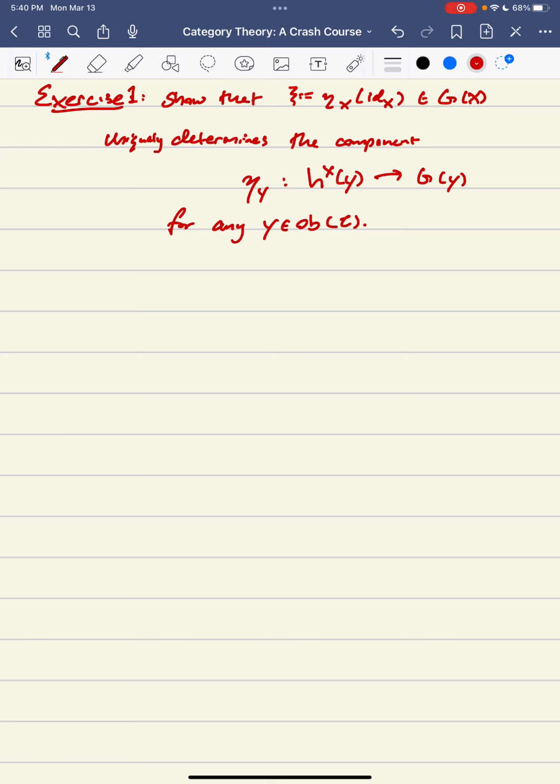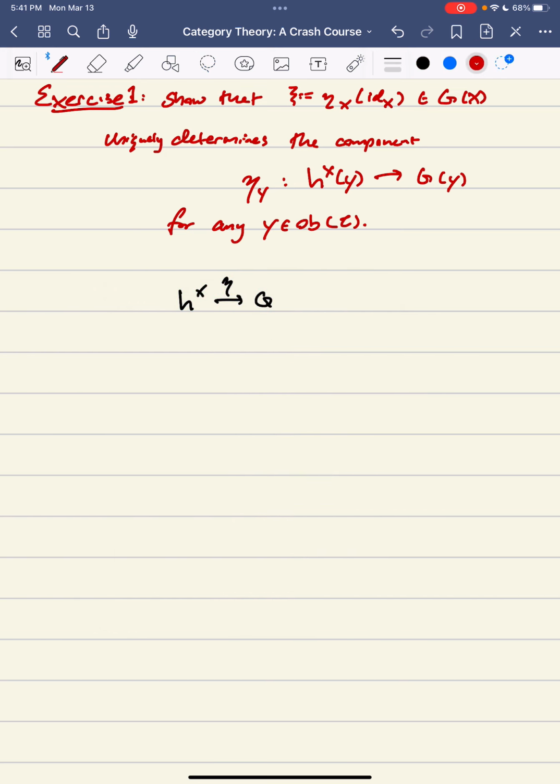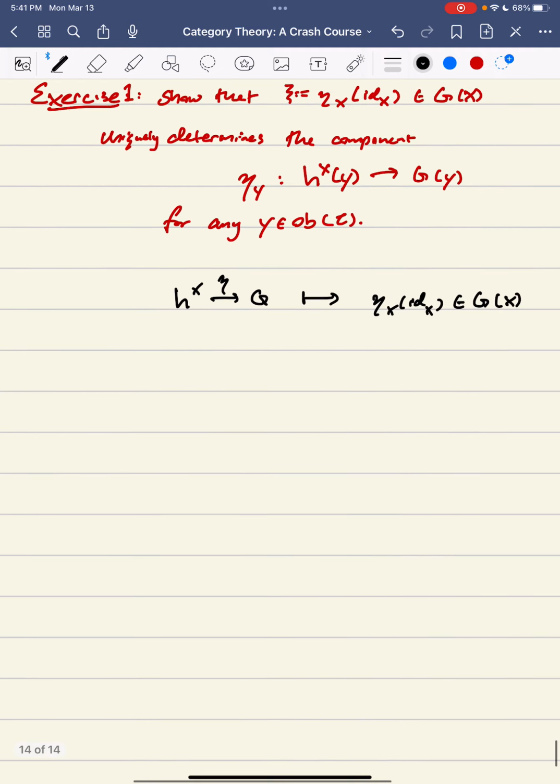Okay. So what this is just defined, we have some natural transformation. We know h of x goes to g, eta, oops. Gets sent to this element. Okay. So that's the hard part.